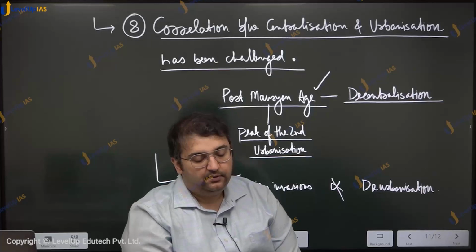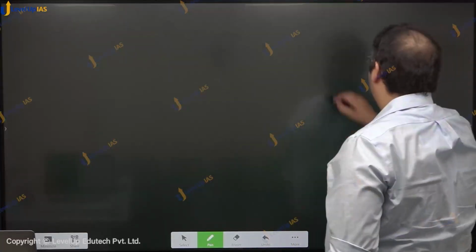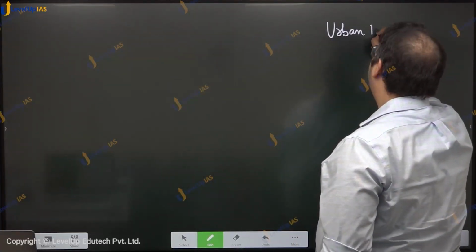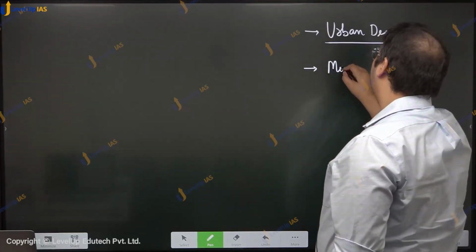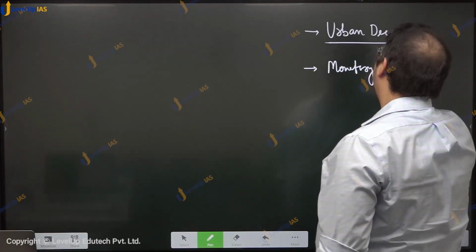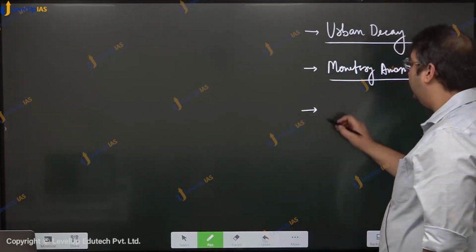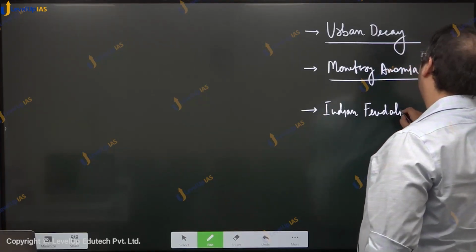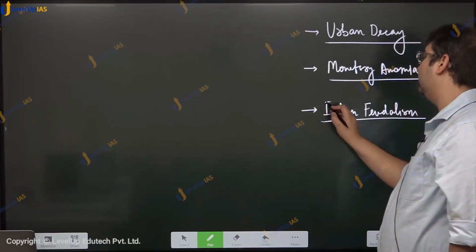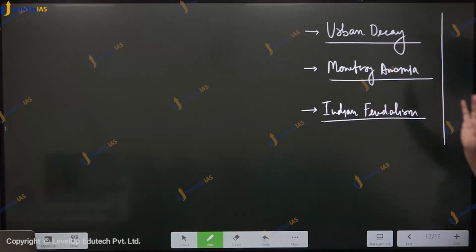ठीक है, अब देखो यहां पे हमने बात करी है थ्योरी ऑफ अर्बन डीके की, but at the same time we have also addressed the theory of monetary anemia and the wider framework of Indian feudalism itself. ठीक है, now most of the questions on these issues we should be able to answer using the arguments that we have just studied.